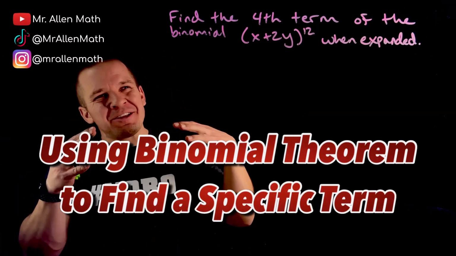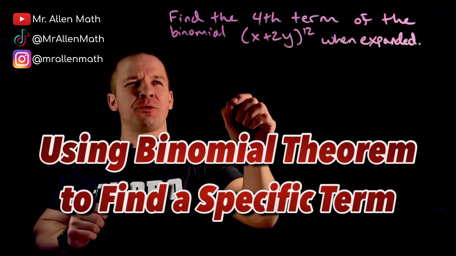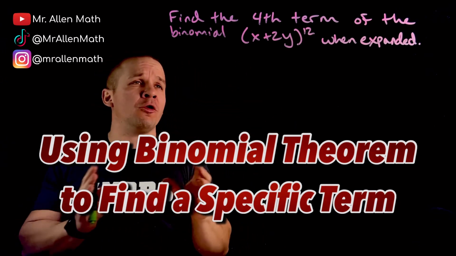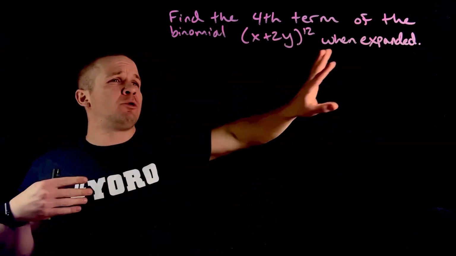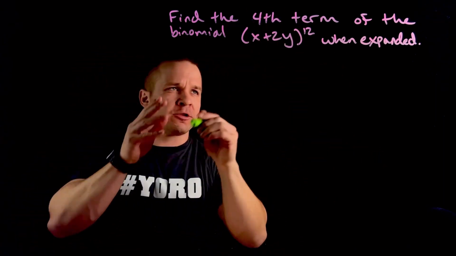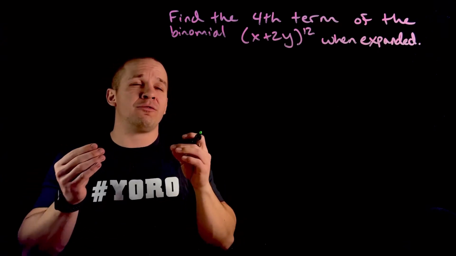Mr. Allen here. We're about to find the fourth term, only the fourth term of the binomial x plus 2y raised to the 12th when expanded. I'm very happy that we're only looking for the fourth term and not the full expansion, because I'd need a much bigger board. Okay, anyways, fourth term. I think it would be helpful if we wrote down a formula here.